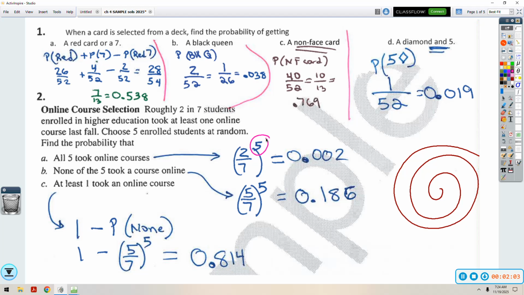Now, if 2 in 7 answered that with a yes, I took online, then 5 out of 7, 5 in 7 said no, they did not take one. So what's the chances of asking 5 people and that none of them took it? 5 out of 7, or 5 in 7 to the 5th power.